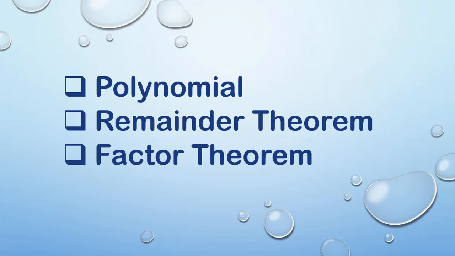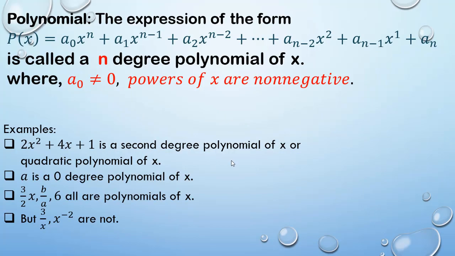Today we are going to talk about polynomial, remainder theorem and factor theorem. Starting with polynomial, the expression of the form is called a polynomial of x. Now, what is the behavior of this form? Look at the powers. The powers of the variables can't be negative number. It can be 0 or any positive number, but it won't be any negative number.